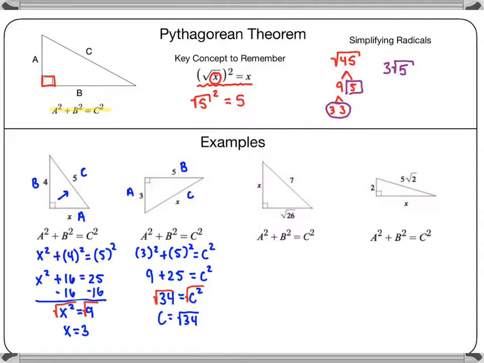Knocking out this next one. All right, and this is where, if we have a side that's already a square root, this concept right here is going to come into play. Okay, so let's knock this thing out.